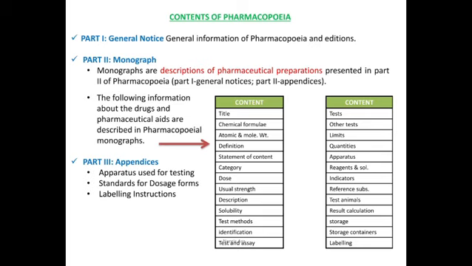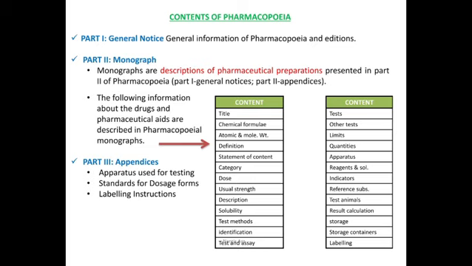One is part 1, which is referred to as general notice. Another one is part 2, which is defined as monograph. And thereafter part 3, which is known as appendices. In part 1, we are going to discuss the general notice, general information of pharmacopoeias and editions. And in part 2, we are going to study monographs.